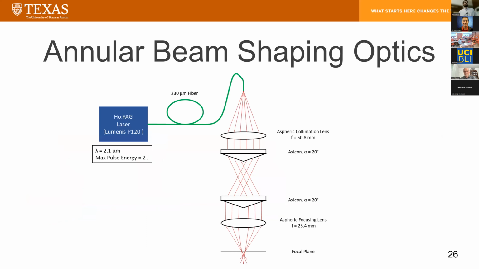So to do this, we used the optics shown here. Again, we're using this holmium YAG laser at 2.1 microns. We deliver it through a 230 micron fiber, and then connected it to these free space optics here. So we use a lens to collimate the beam, and then 2 axicons to shape it into an annular shape, and then a final lens to focus it onto the tissue.